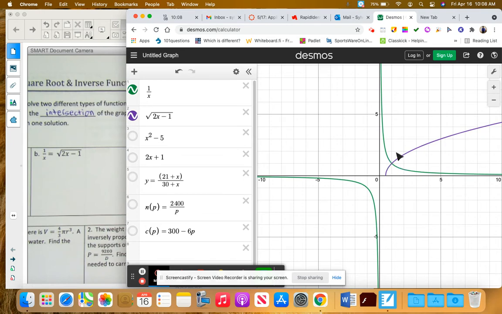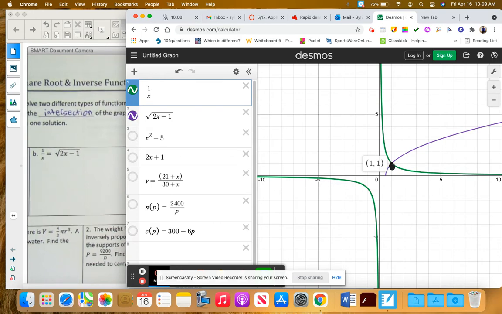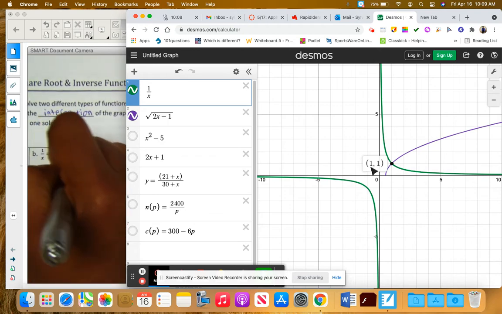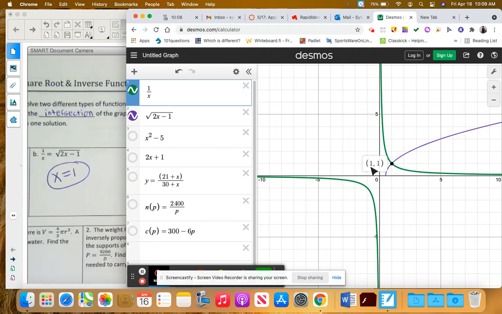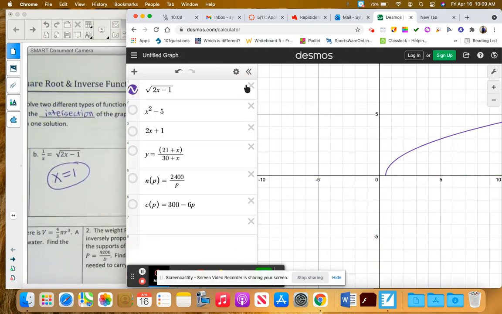Again, I can see this intersection point right here between the purple and the green. If you click on Desmos, it'll highlight that point for you. Your solution is the x value. So in this case, they're both 1, so you would have got it right. But I want to make sure you know your solution is the x value. So x equals 1. Okay, so that's that one.